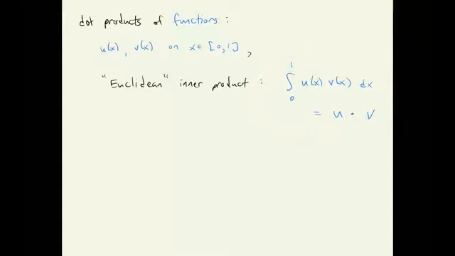Once you have a dot product, then of course we have a norm. So the norm of u is just the square root of the integral from 0 to 1 of u of x squared dx. I don't need absolute values here because everything is real right now. If they were complex, I'd be putting complex conjugates over one of these.